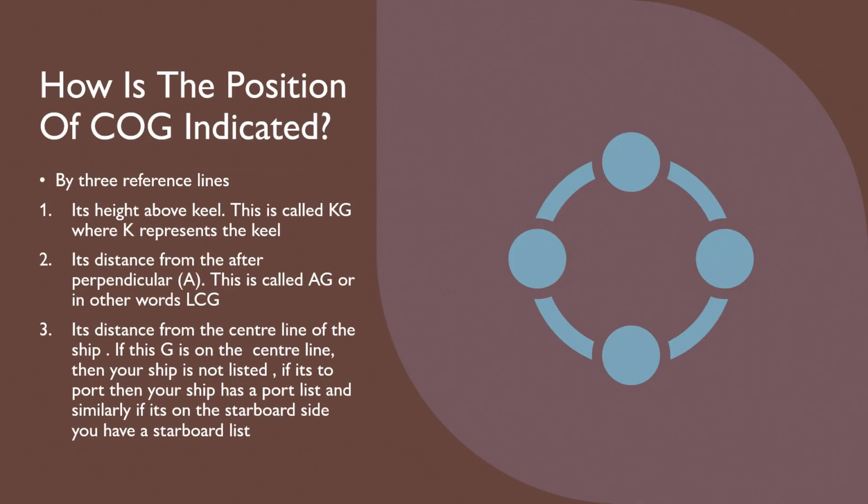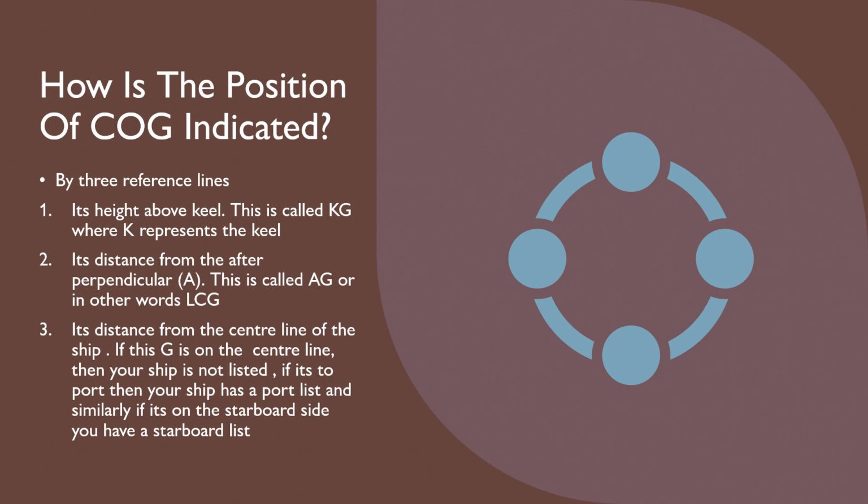So how is the position of the center of gravity indicated? Now, if you imagine a three-dimensional world, right? Three axes, X, Y, and Z. So the center of gravity also is referenced by three such lines. If you take the keel, you can say the first reference of the center of gravity is its height above keel. So this is called KG, where of course K represents the keel.